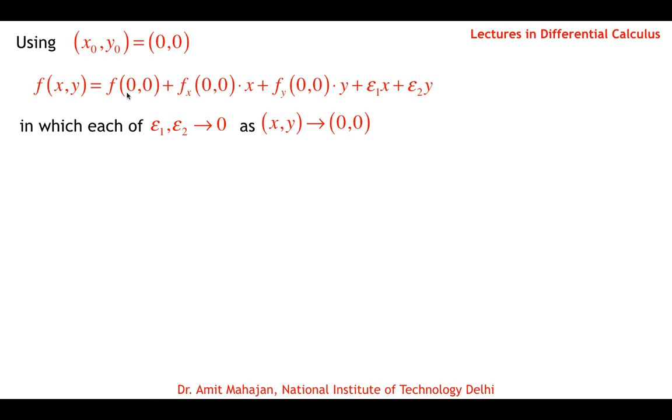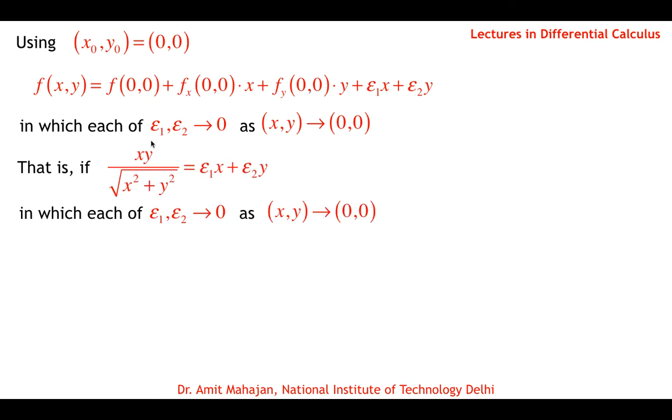F of 0 0 from the function is 0, fx, the partial derivative with x at origin, and the partial derivative with y at origin we have already calculated, they are 0. So all these three numbers are 0, that means the tangent plane is the z equals 0 plane. And for xy close to 0 0, when this point is a non-zero point, the function is given by xy by root of x square plus y square, equal to these three quantities which are 0, so these terms will only end up with epsilon 1 x plus epsilon 2 y, where epsilon 1 and epsilon 2 tend to 0 when xy tends to 0 0.